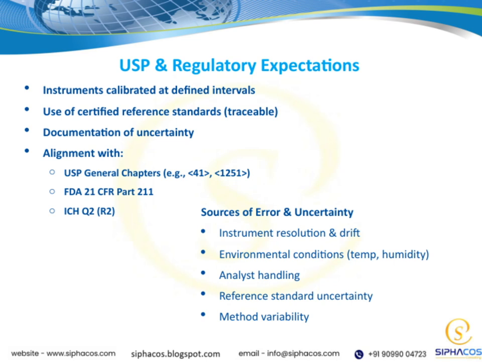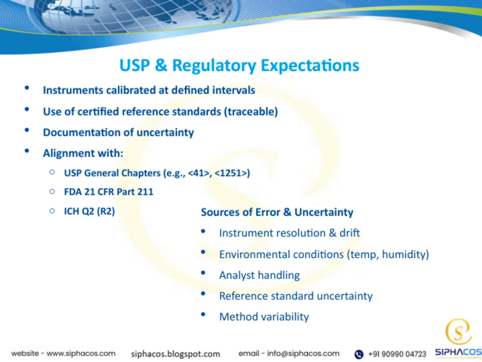Another important aspect is the handling by analysts. Human factors, such as how samples are prepared or how instruments are operated, can introduce variability. Proper training and standardized procedures help minimize this. Reference standard uncertainty is also a key consideration. When using standards to calibrate or verify our methods, we need to account for their inherent uncertainties. Method variability is another source. No method is perfect, and small differences in procedures can lead to different results. That's why validation and consistency are so important.